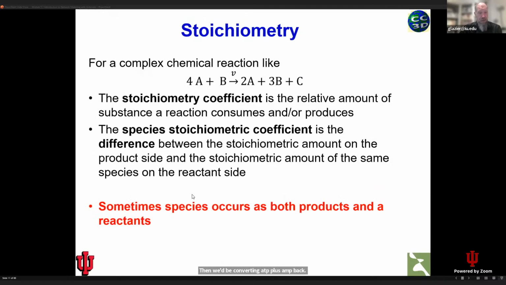We're not going to talk a lot about stoichiometry. Stoichiometry simply describes how many molecules are used up in a reaction. Here we have 4 molecules of A plus 1 of B, making 2 of A, 3 of B, and 1 of C. It's allowed to have the same molecule appear on both sides of a reaction. And that happens pretty often in biological reactions.